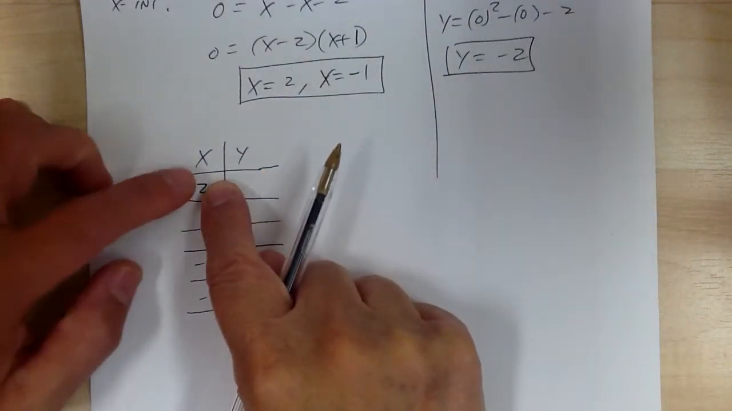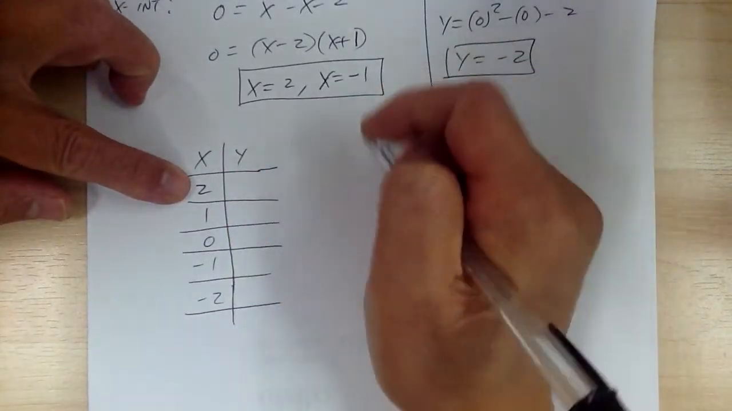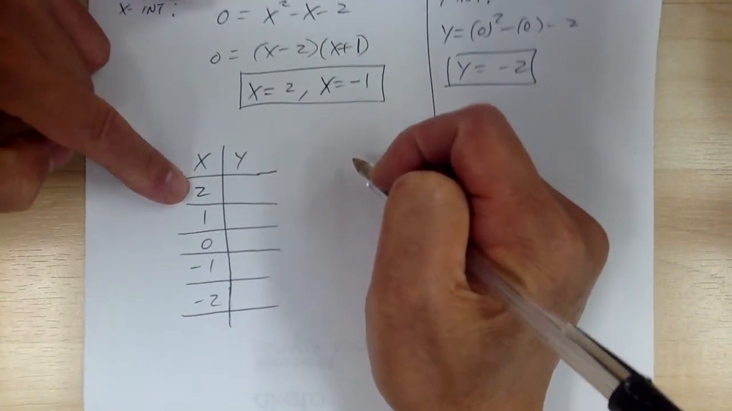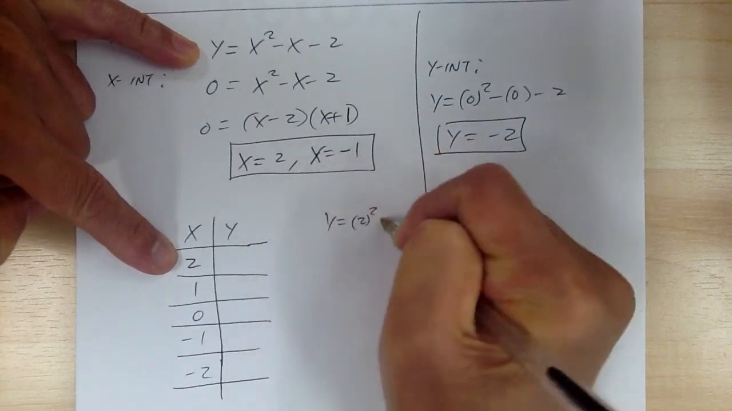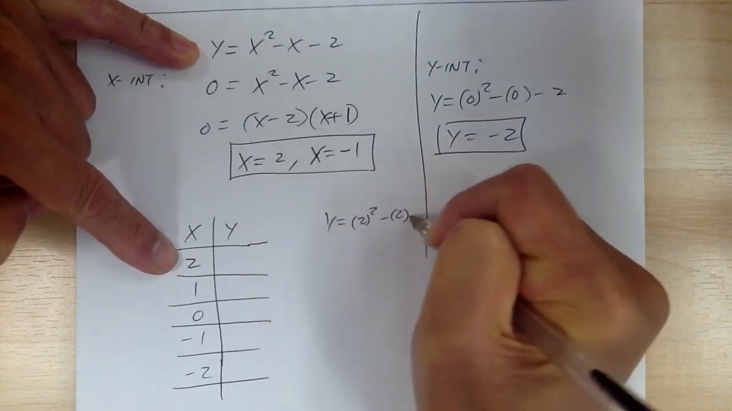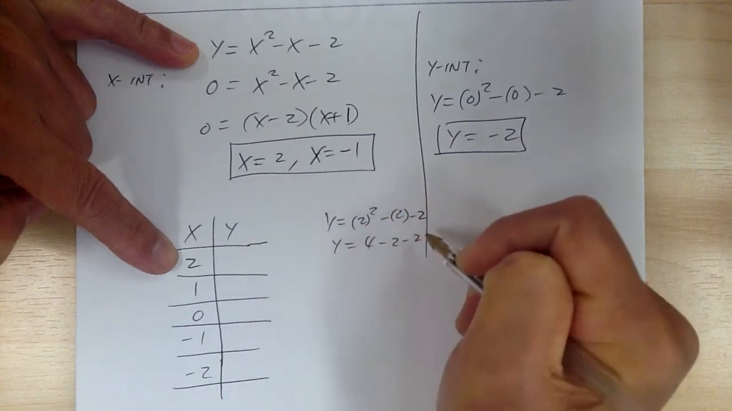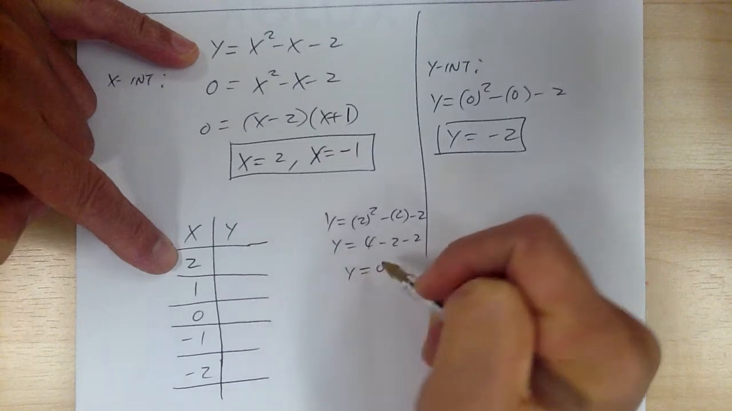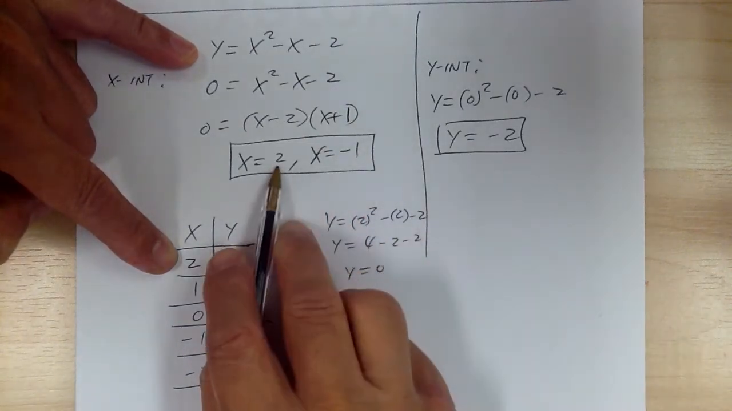So when x equal to 2, you kind of go off to the side to figure out the numbers. So when x equal to 2, you use the formula over here, right? So y equal to 2 squared minus 2 minus 2. So y will equal to 4 minus 2 minus 2. So y equal to 0. Okay? And that's what we have over here, right?